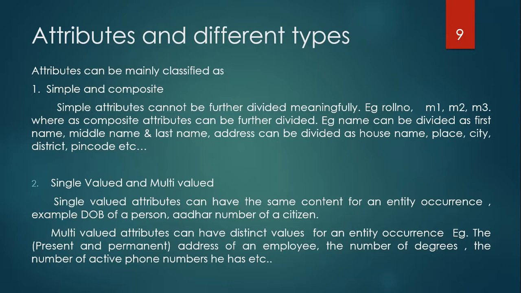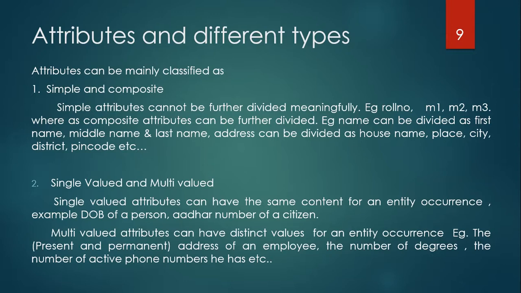Address can be divided as, definitely if you are saying address as the field, then the address can be subdivided as the address having the house name, the place, city, district, pin code, etc. So this way, composite attributes are those where the data can be subdivided meaningfully, whereas simple attributes cannot be.